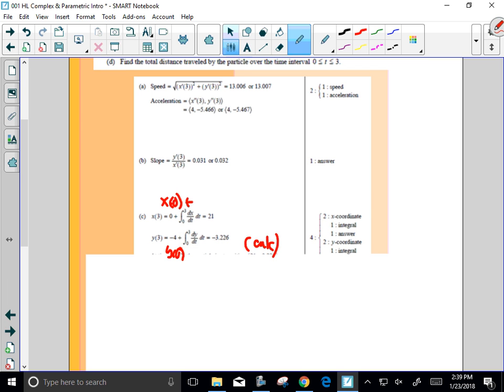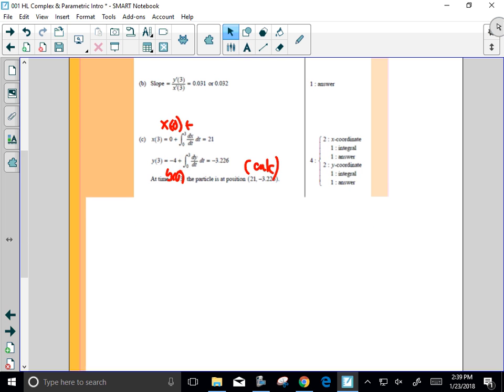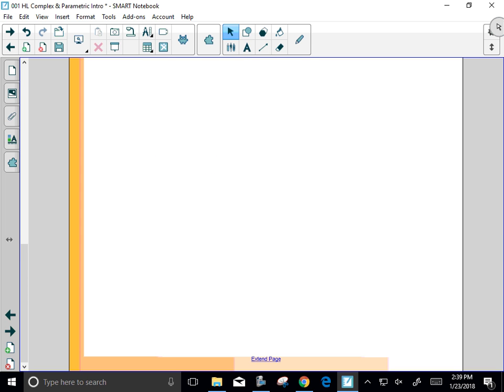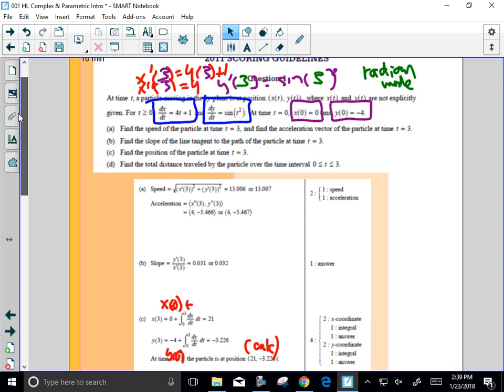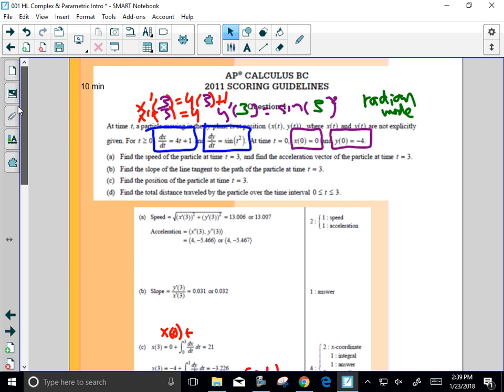And then find the total distance traveled. That's my arc length. So for the arc length, it was the integral from 0 to 3 of the square root of dx dt squared plus dy dt squared. You put that in your calculator, and you integrate it, and you'll get 21.091. It is 1 point for writing this out, and 1 point for the answer. So you've got to make sure you have both. And that is parametrics with the BC calc.